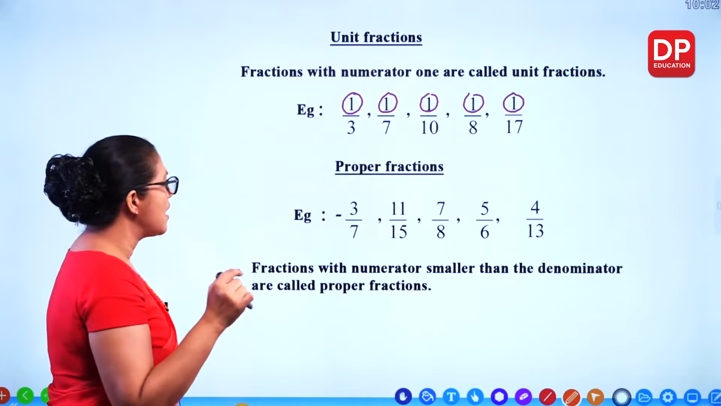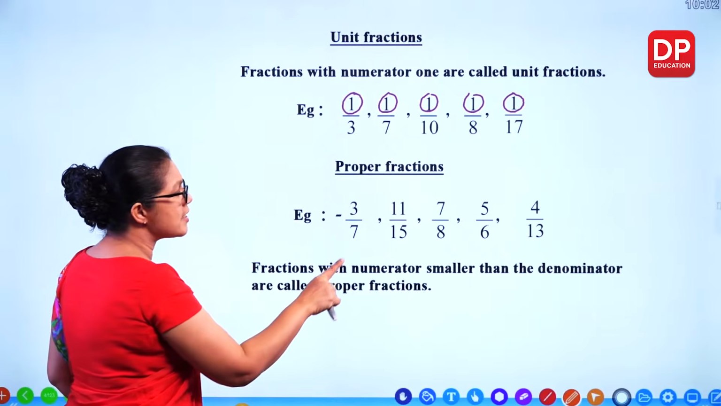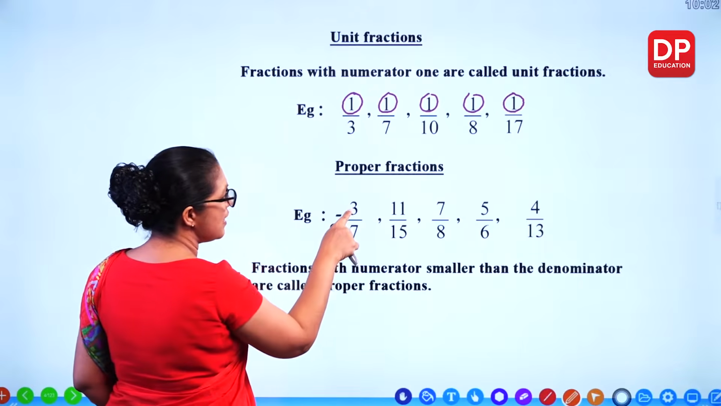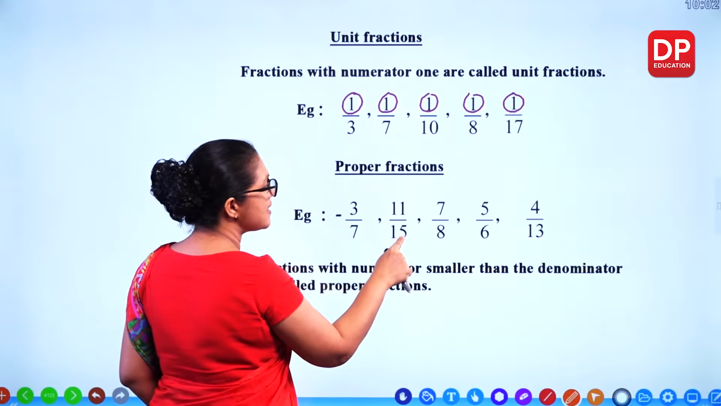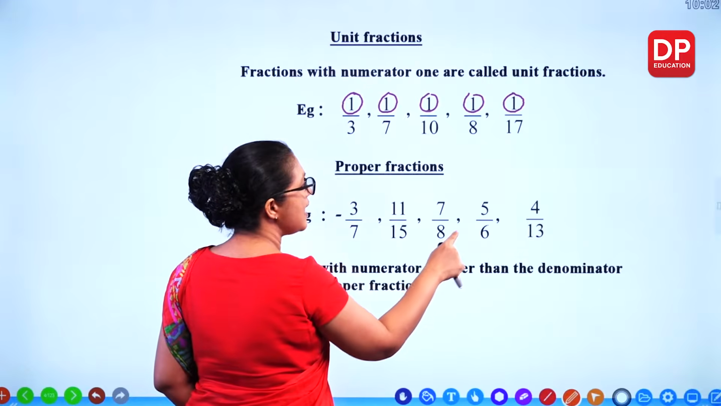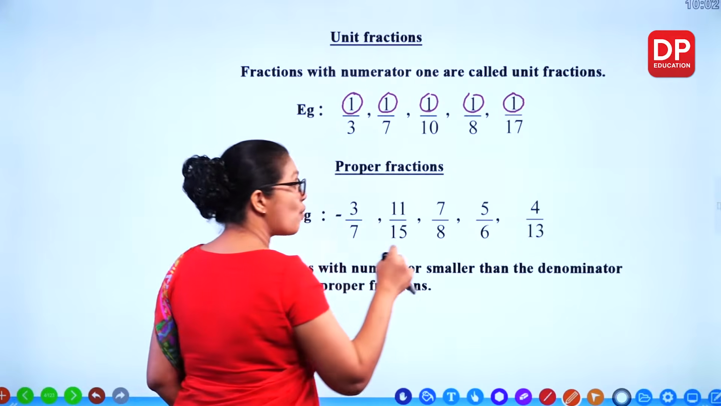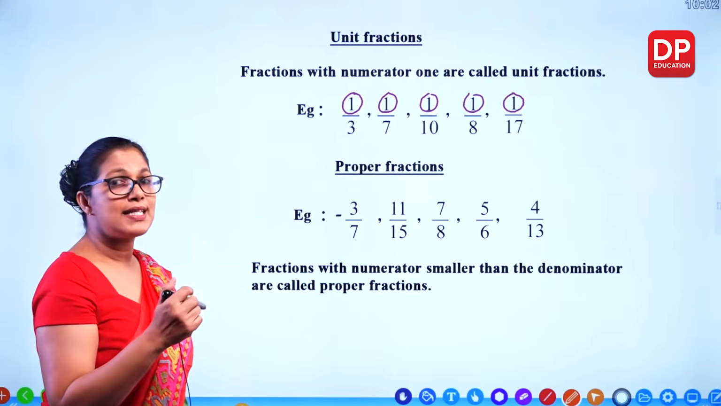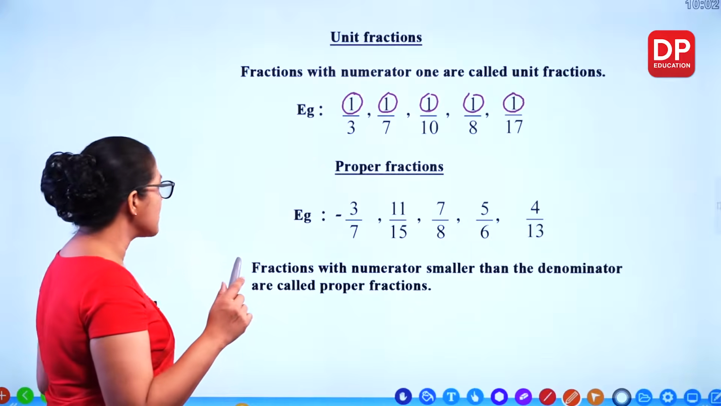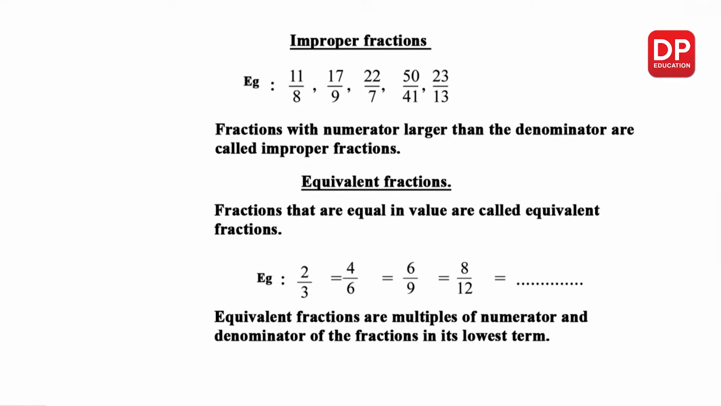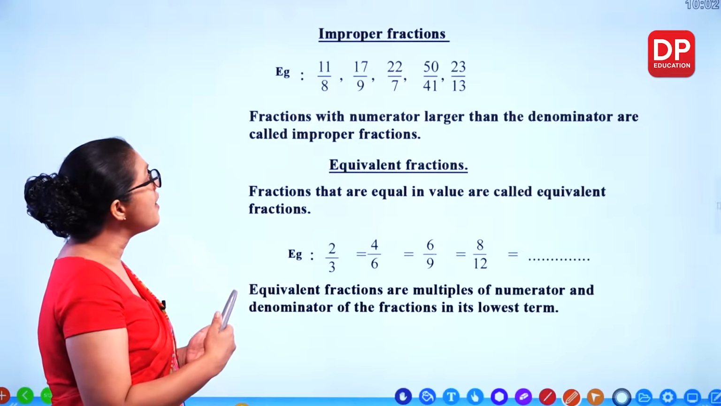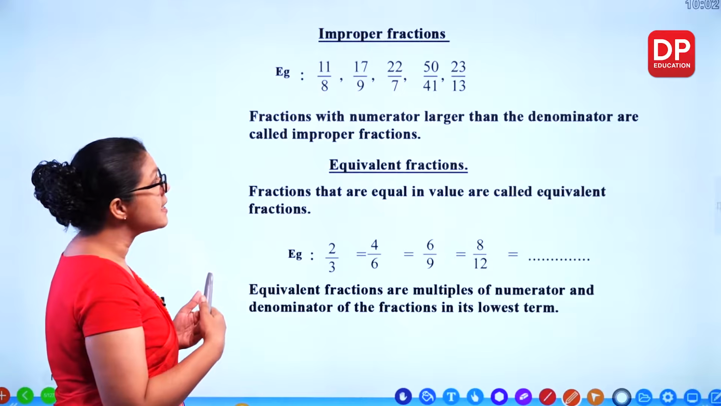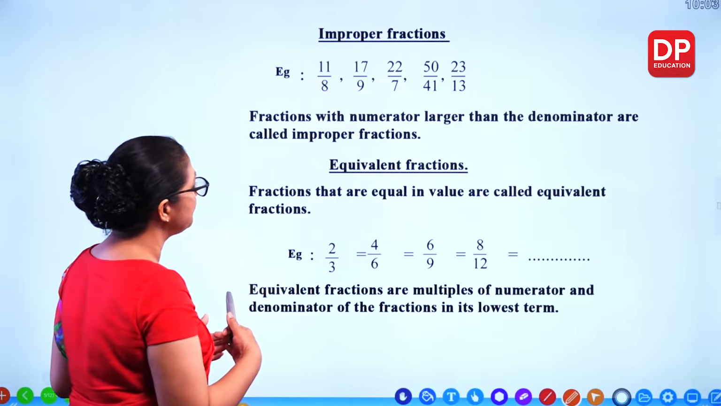Proper fractions. Fractions with numerator smaller than the denominator are called proper fractions. So see, 3 is less than 7, 11 is less than 15, 7 is less than 8, 5 is less than 6 and 4 is less than 13. When the numerator is less than the denominator, we call it a proper fraction. Improper means the other way around. If the numerator is larger than the denominator, we call it an improper fraction.